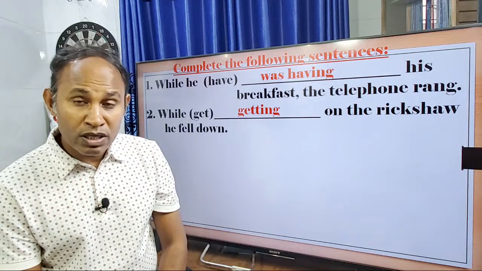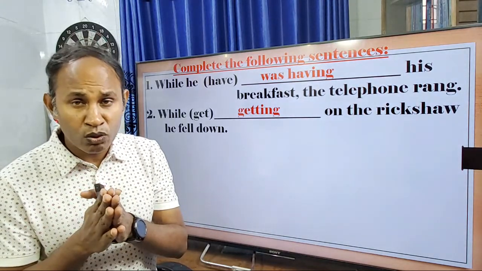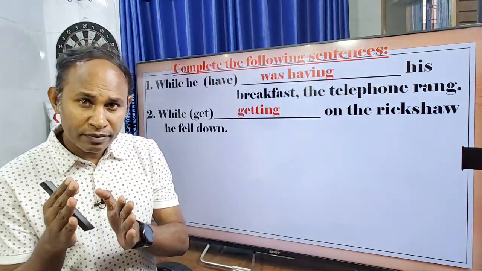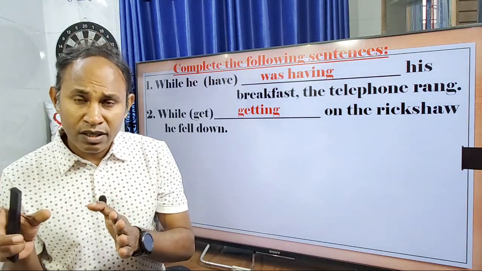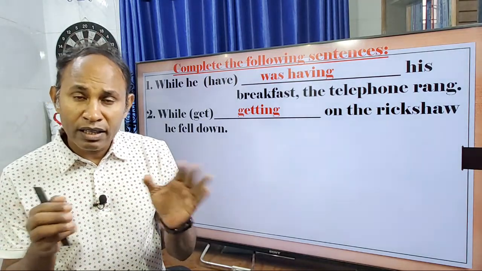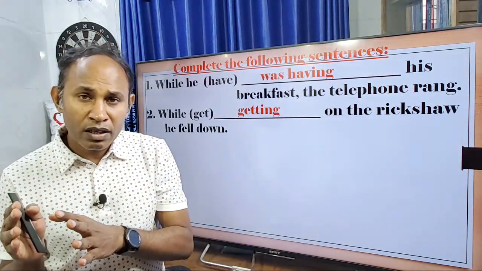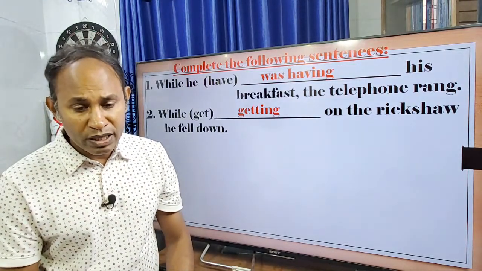And why was getting? This is the thing that you have to be very careful about, the rule. When there is a subject after while, you will have to use the past continuous tense. But when there is while and no subject, the verb will get the ing form. Okay, probably you understand.